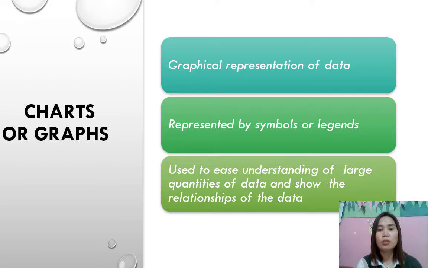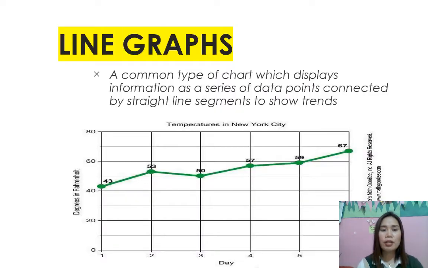It is represented by symbols or legends. It is used for the understanding of large quantities of data and shows the relationships of the data. So charts or graphs are representations of data represented by symbols or legends. And let's have some types or kinds of charts or graphs. So first is the line graph.